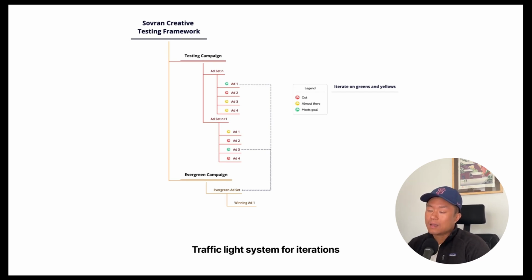But some iterations that you can do for winning ads or ads that are almost there, you can test new creators on winning scripts, test new scripts on winning creators, swap new hooks on winning ads, swap new bodies on winning ads, test new music, combine two winning ads together, or try new formats, a winning image to a video, a winning video to an image, winning images to a carousel, for example.